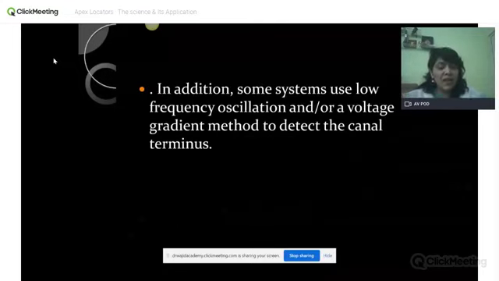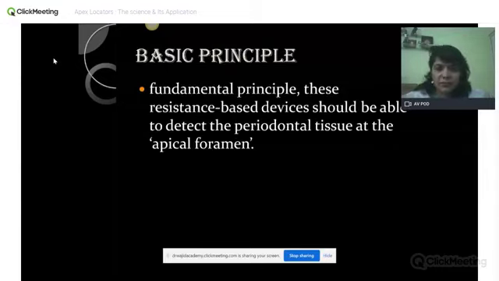That is how it works, and that is how the recent generations are much more accurate. Now, in addition, some systems are using low frequency oscillations or a voltage gradient method to detect the canal terminus. So to sum it all up, the fundamental principle is that resistance-based devices should be able to detect the periodontal tissue at the apical foramen.